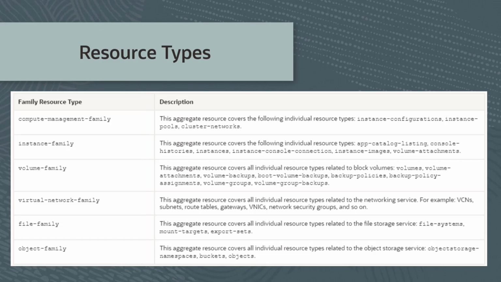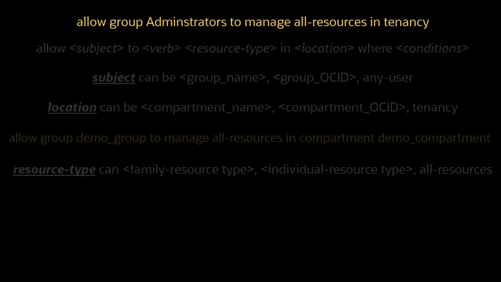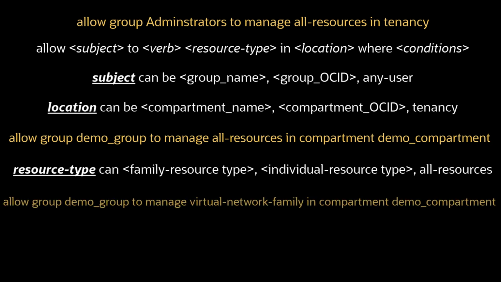If you need to write a more granular policy, use an individual resource type to give access to only those specific resources. So if I want my demo user to be able to only create a VCN and no other cloud resources in the demo compartment, I could use the statement allow group demo_group to manage virtual-network-family in compartment demo_compartment.